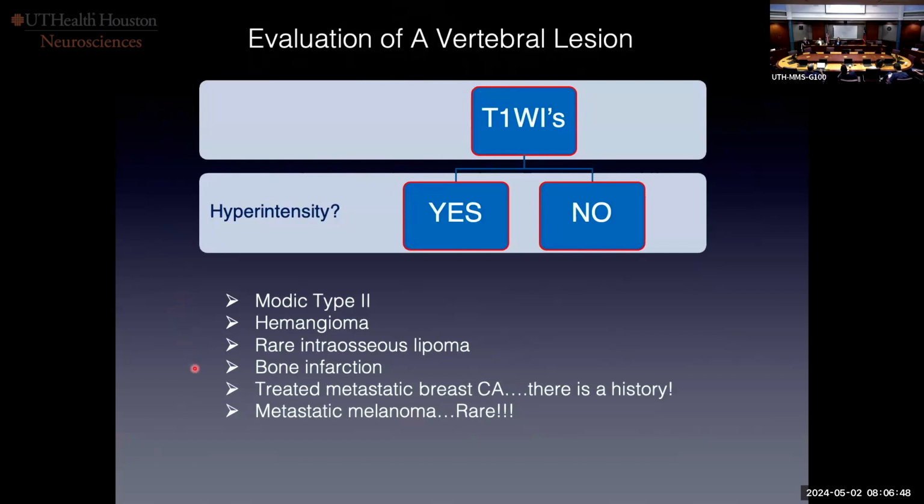Now at MD Anderson, they would all be shouting, yeah, but wait a second, treated metastatic breast cancer can develop fat within it. Yes, that's true. But in your general outpatient clinic, you probably would know that, okay? And metastatic melanoma, we always have that on our list, but you'd be really hard-pressed to find a case of this where it showed up right on the T1 weighted image in the spine. Usually they're lytic lesions, usually there's multiple lesions, and you know the patient has metastatic melanoma.